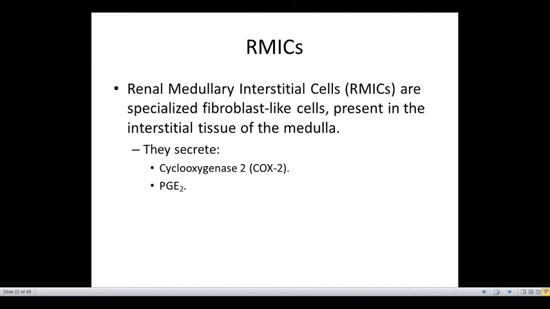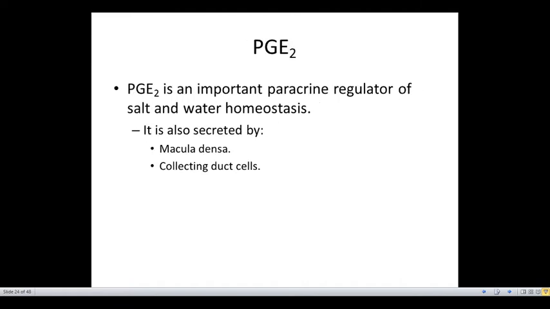They secrete cyclooxygenase 2 and prostaglandin E2. Prostaglandin E2 is an important paracrine regulator of salt and water homeostasis. It is also secreted by macula densa and the collecting duct cells.